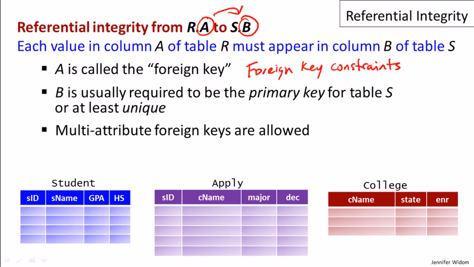Third, it is possible to have foreign keys that consist of multiple attributes, just like keys themselves can be multiple attributes. Let's say, for example, that in our college relation, the college name together with the state form a key, not the college name individually. If that were the case, then our apply table would presumably have one more column that specified the state, so we knew which college a student was applying to, and in that case we would have these two attributes together as the foreign key referencing the college name and state together in the college table. And we'll see an example of multi-attribute foreign key constraints in our demo.